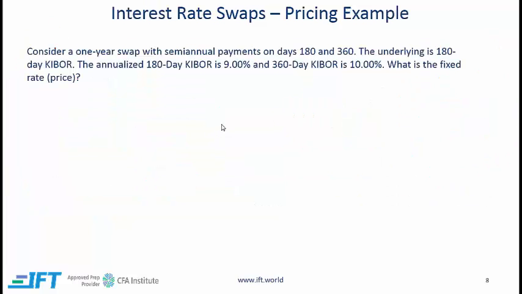So let's do that through an example. Consider a 1-year swap with semi-annual payments on days 180 and 360. The underlying is 180-day CIBOR. We are given the spot rates. These are annualized spot rates. So 180-day CIBOR is 9%, 360-day CIBOR is 10%. What is the fixed rate? Now, we talked about the fact that we need to find the present value of the floating payments and the present value of the fixed payments and then make them equal.